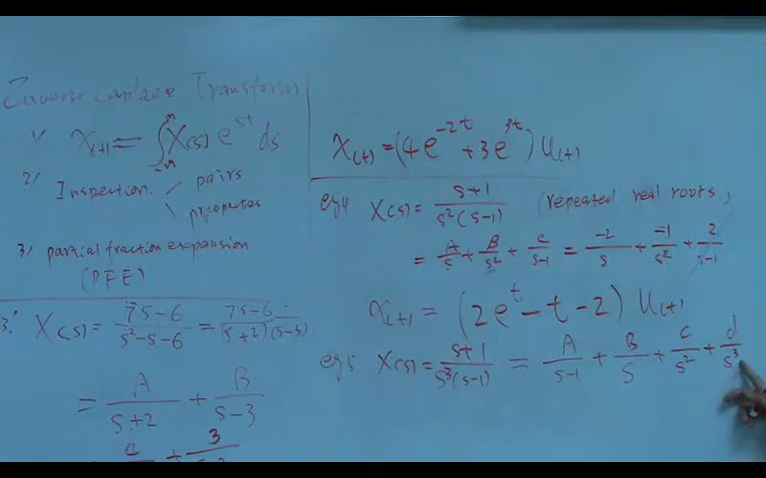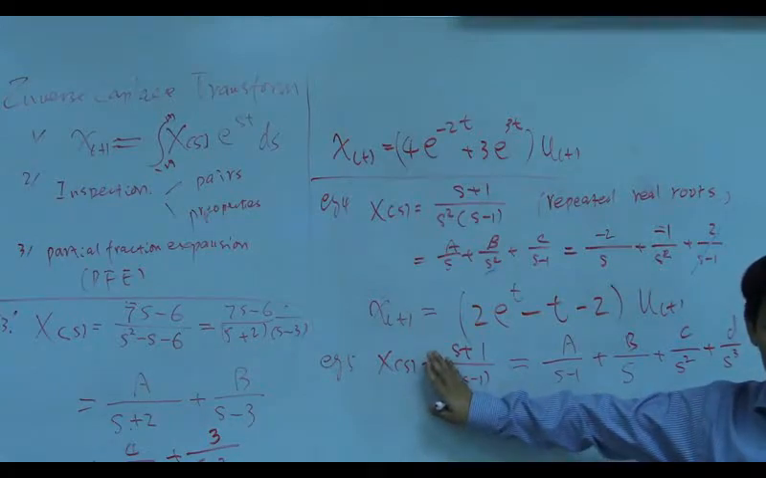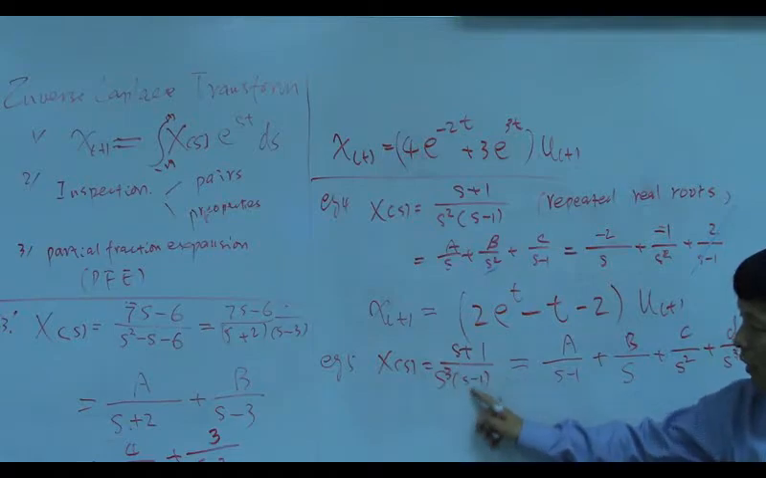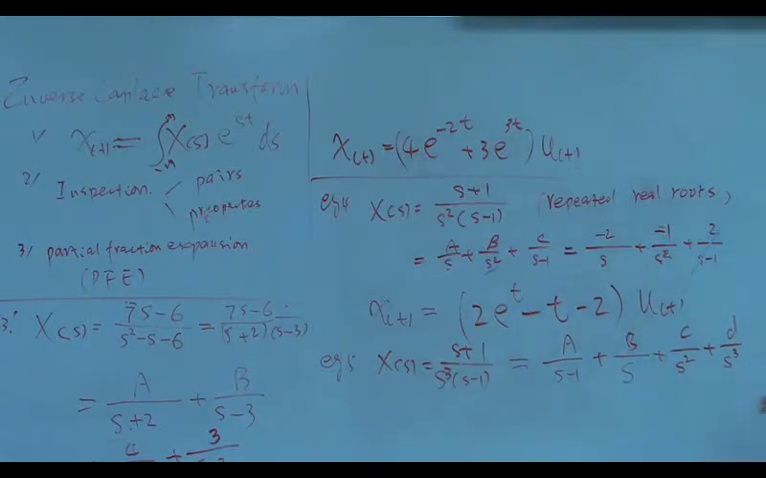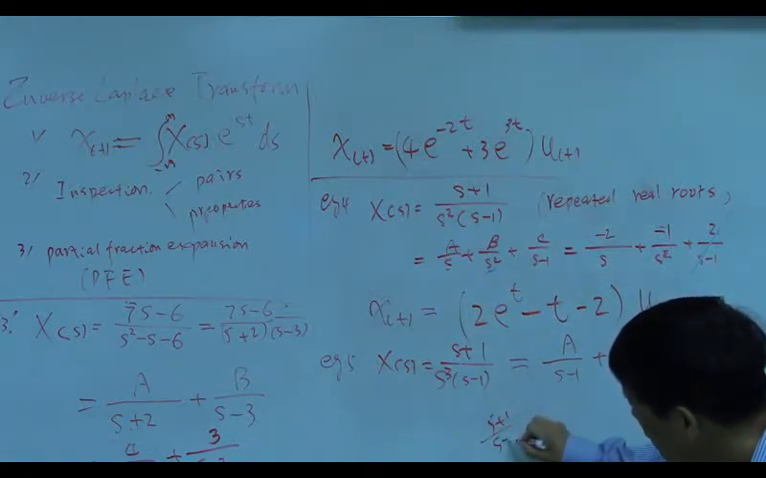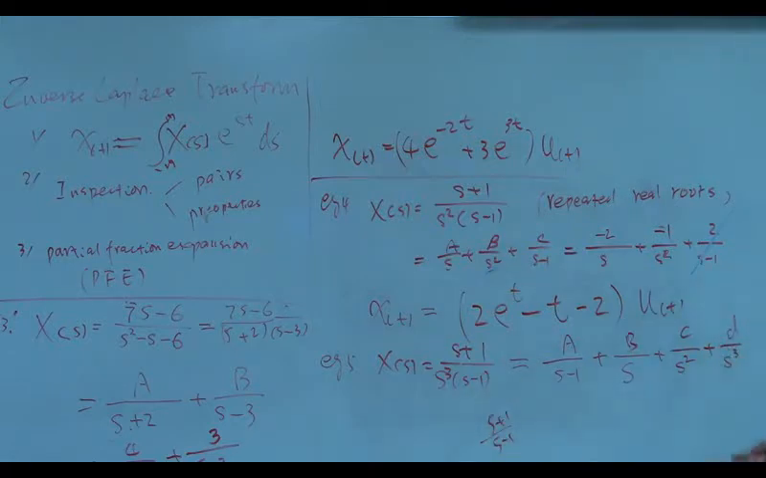So we multiply by s cubed to this one. So this s cubed will be gone here, right? Then we have only this term and this term left. Then we let s equal to 0. Then we get D. So that will be s plus 1, s minus 1. This term left. This is X(s) times s cubed. So we get this one, and let s equal to 0. Then we get D.